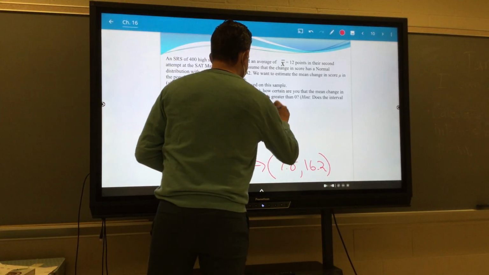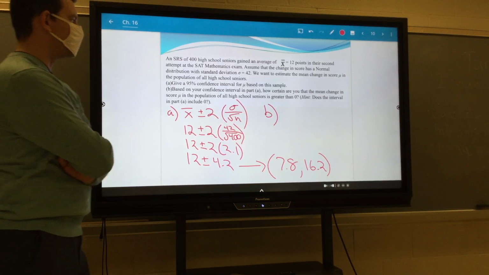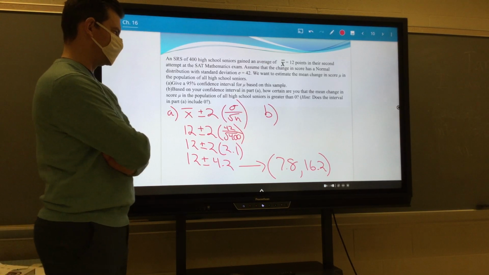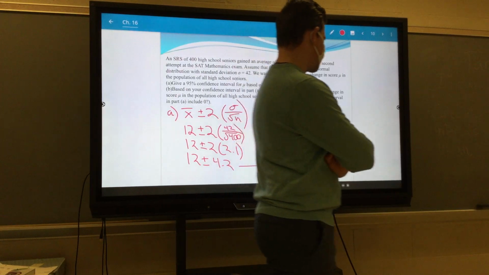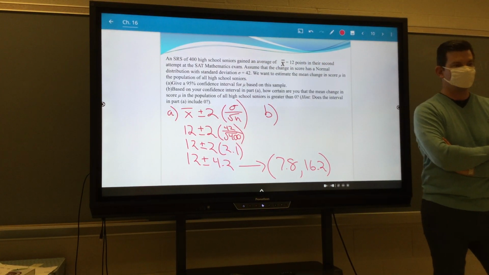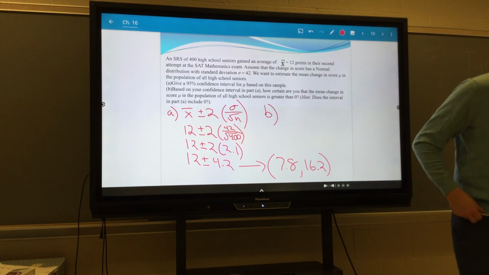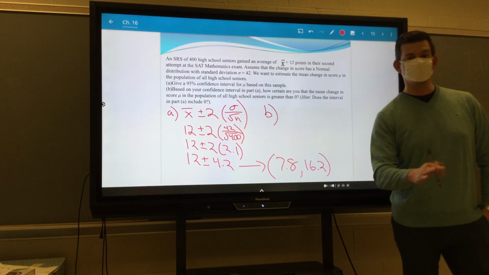Letter B says, based on your confidence interval, how certain are you that the mean change in the score mu in the population of all high school seniors is greater than 0? And they give you a hint. Does the interval from part A include 0? Well, no, it does not include 0. In fact, it's not really anywhere close to 0. And that's a good thing.